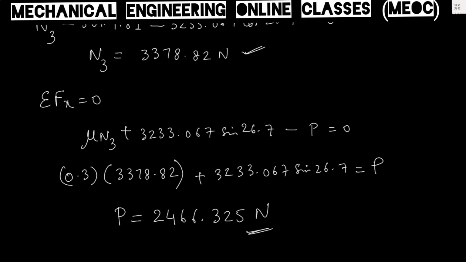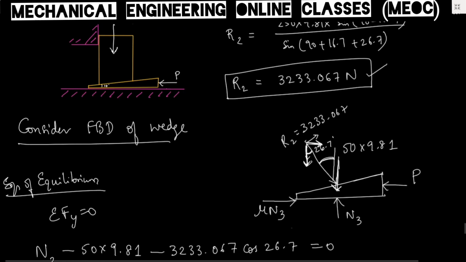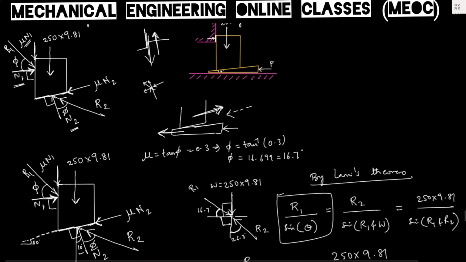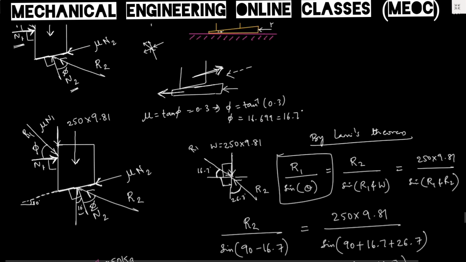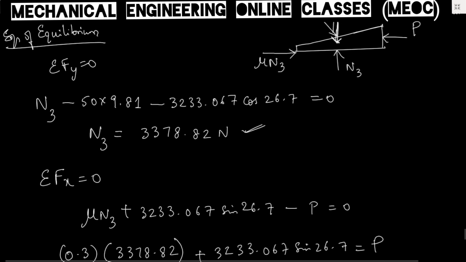So likewise, like how we have considered FBD of wedge, we can consider FBD of the block also in terms of just frictions and normal reactions. There we have to apply sigma Fx equal to 0, sigma Fy equal to 0. Then we will be finding N2. Here we will consider the FBD of wedge also in terms of N2 and mu N2. So using those previous values of N2 from the previous FBD of block, we have to apply the value of N2 here, and we can find N3 and thereby P.